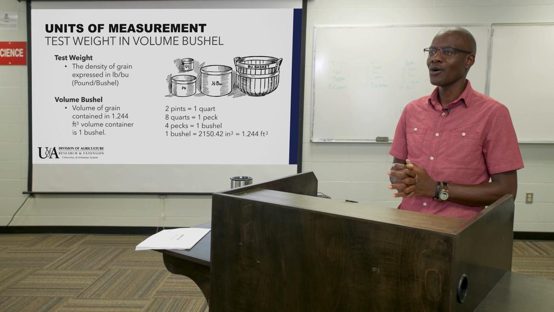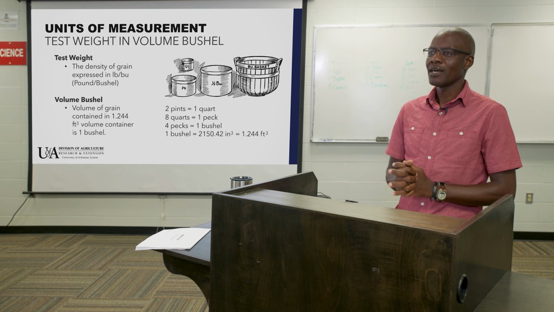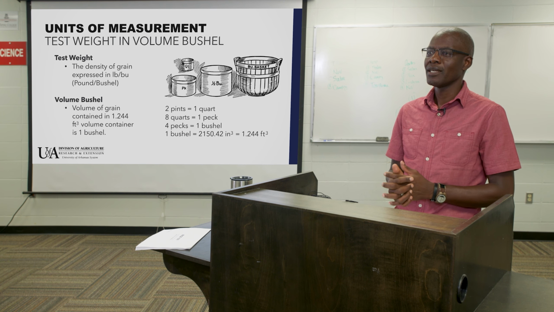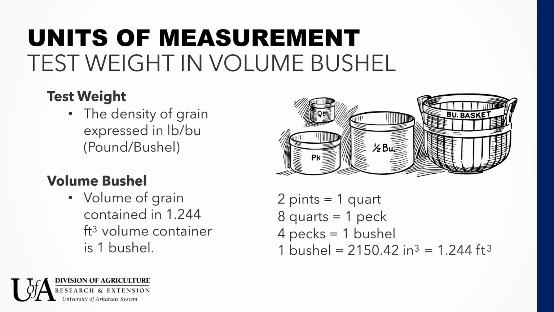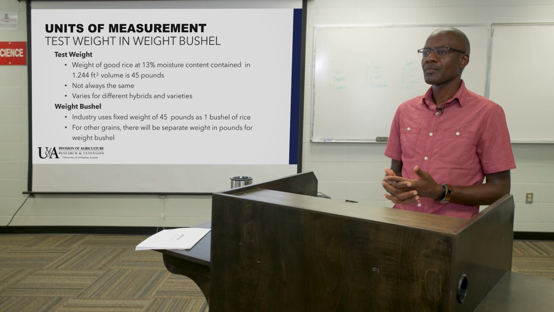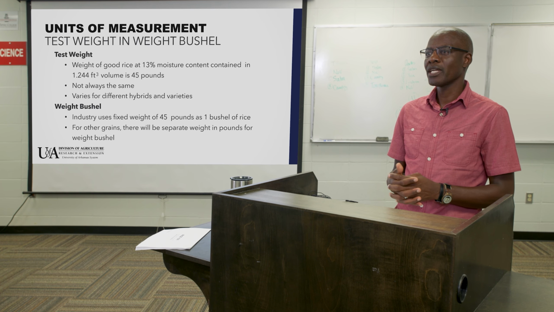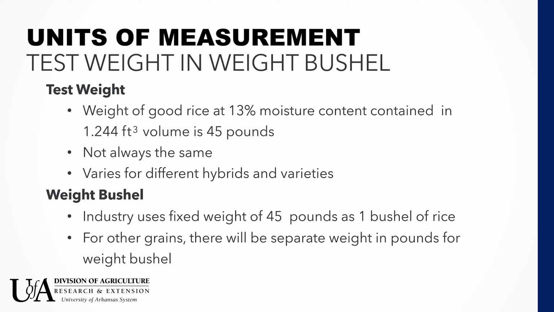The other terminology I want to talk about is the test weight, and the test weight can be in volume bushel or in weight bushel. Basically, the volume bushel of a grain is the grain that is contained in 1.244 cubic feet of volume, which is equivalent to 1 bushel. Now, the weight bushel, on the other hand, is used in the industry and is the weight of good rice at 13% moisture content that is contained in 1.244 cubic feet volume, and typically is about 45 pounds of rice.